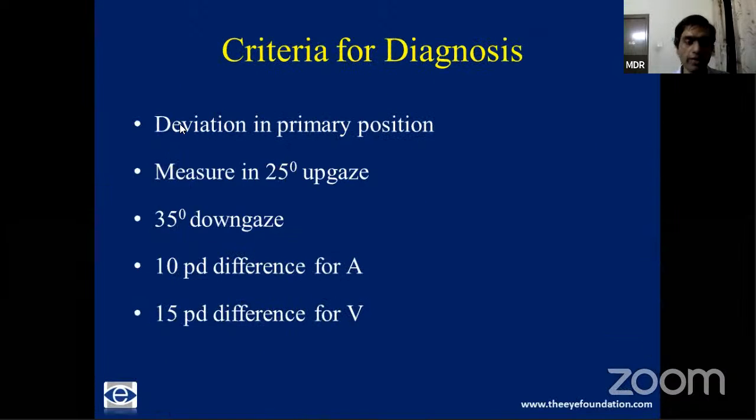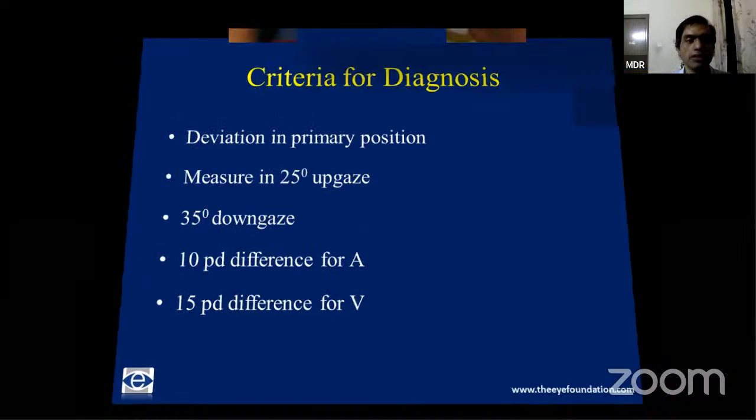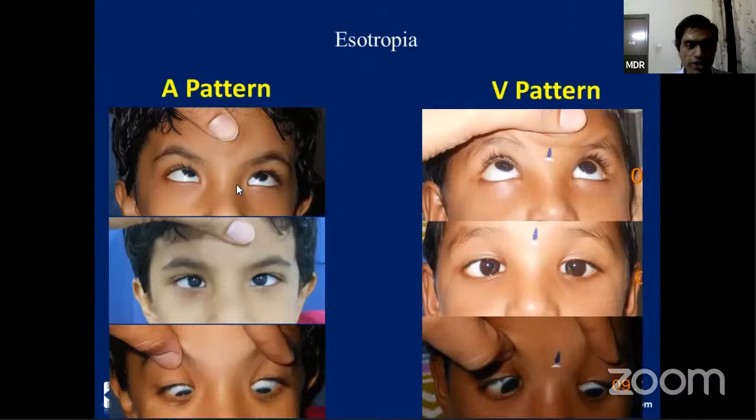As for the criteria for diagnosis, as I already said, the deviation in primary position is what categorizes it as esotropia or exotropia. You measure in 25-degree up gaze and 35-degree down gaze. A 10 prism diopter difference is taken as a significant A pattern, and a 15 prism diopter difference is taken as a significant V pattern. This patient I've already discussed.